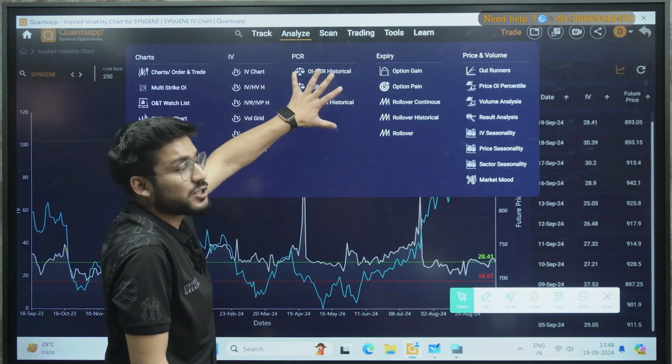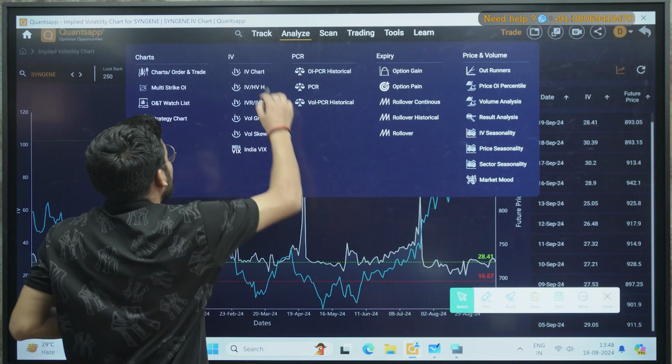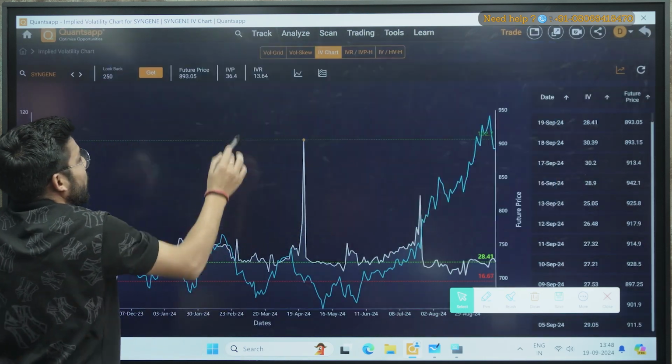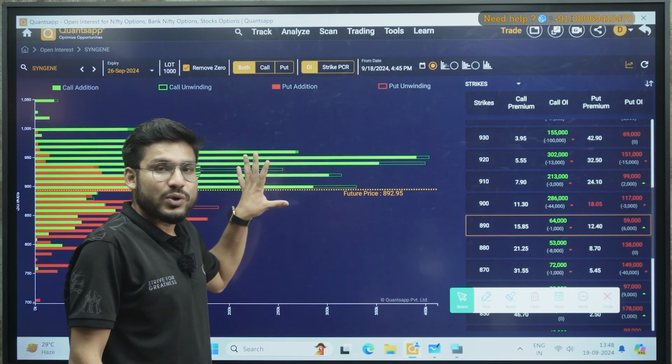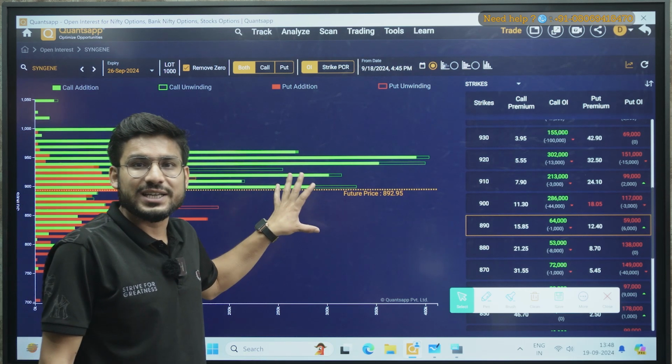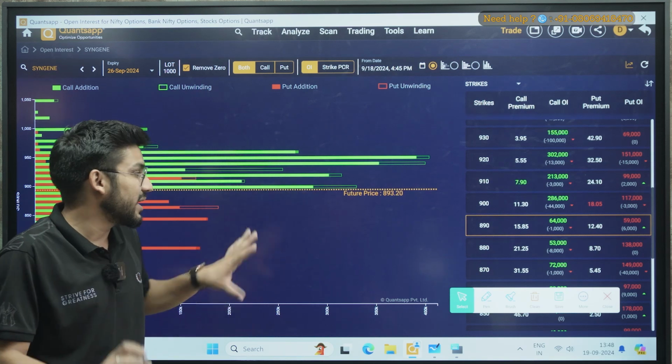We also have a separate section for PCR, but right now I'll tell you about PCR from the open interest. Because from here I can also see my strong levels. So it will give me my support and resistance also. That is very much important in your trades, right? If you're making an entry.